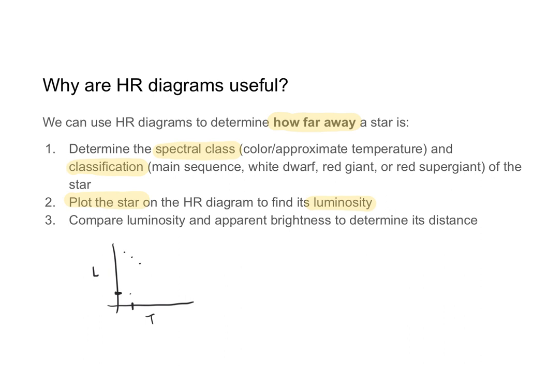I could do the same with stars along the main sequence or stars that I know are giants or supergiants. By plotting its approximate location on an HR diagram based off of its spectral class and its star type, I can go over to my y-axis and find my luminosity. Once I have found its luminosity, I can, just like with standard candles, compare luminosity and apparent brightness and use that to determine the distance of the star.